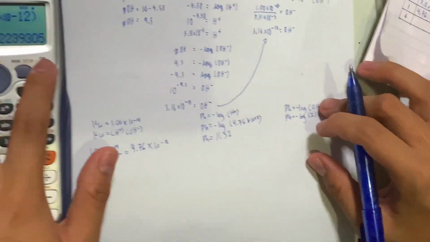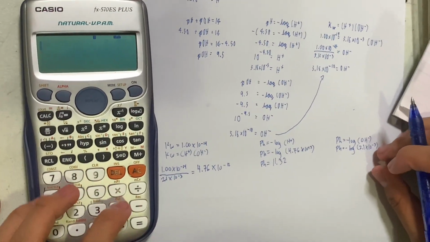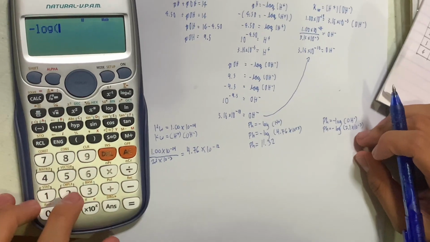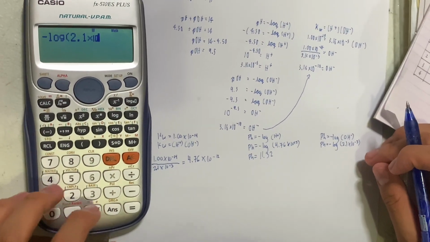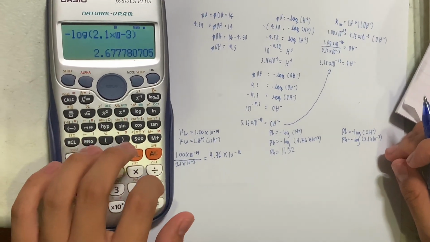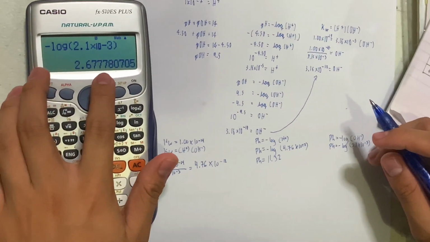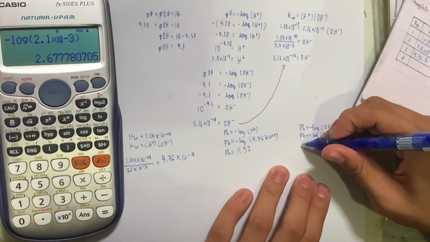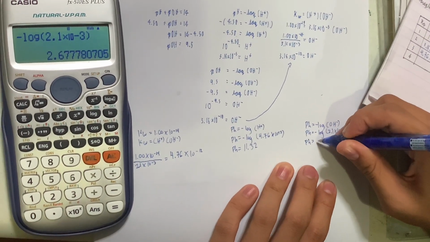So you input this in the calculator, same as this one, but using the hydroxide. So it's negative log multiplied to 2.1 times 10 to the power of negative 3. You're gonna get 2.6. Since we have three numbers here that can be rounded off, so that's gonna be 2.7. So pH 2.7.